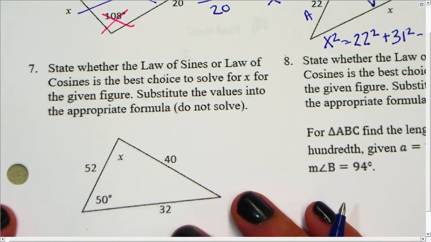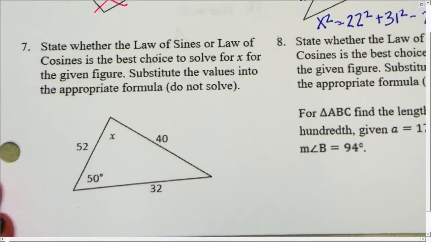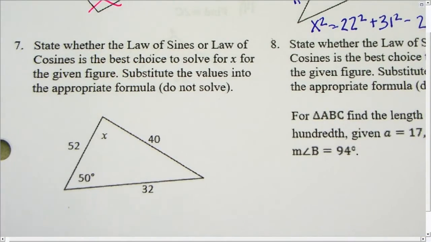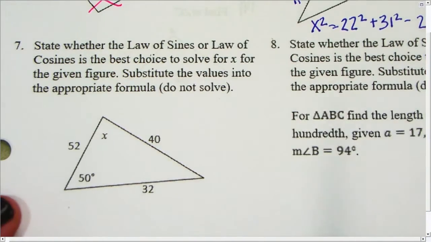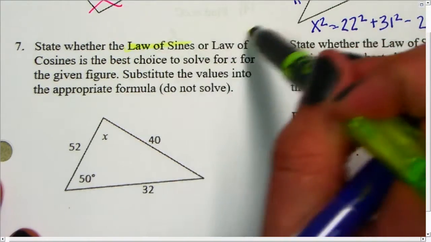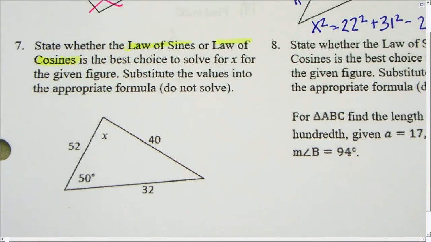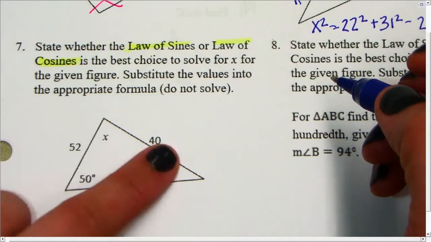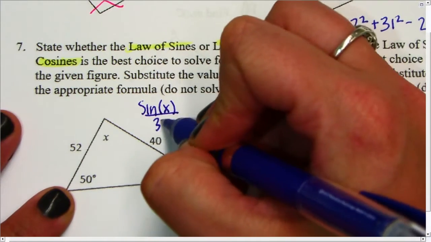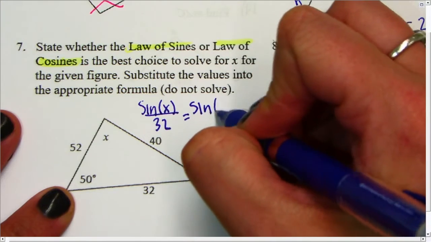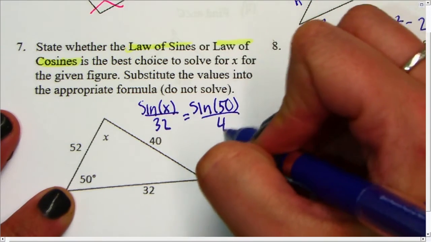Now, on a problem like this one, you can do this problem one of two ways. You can do law of sines or law of cosines because you have two angles and three sides. So for this problem, both of these are potential options. You can use either. So to do law of sines, I have to use the 32 and the 40. So law of sines would be sine of x over 32 equals sine of 50 over 40.